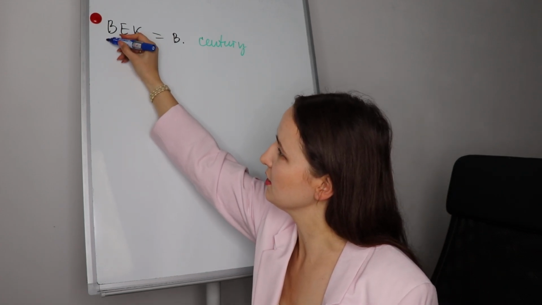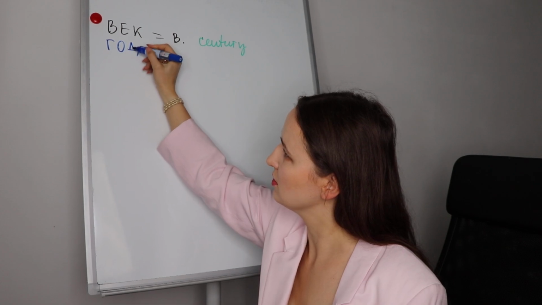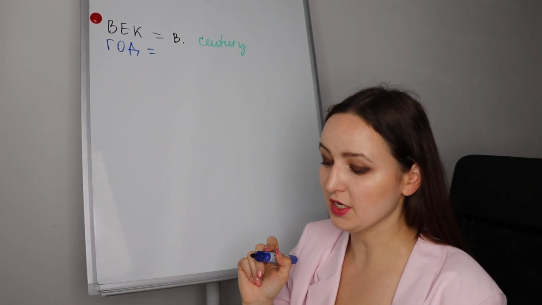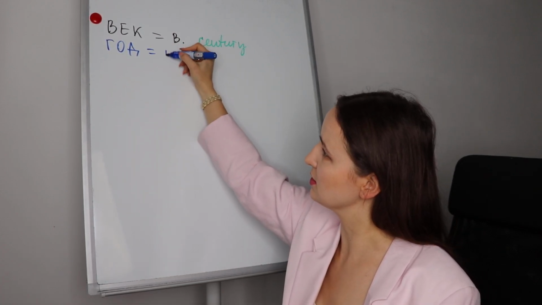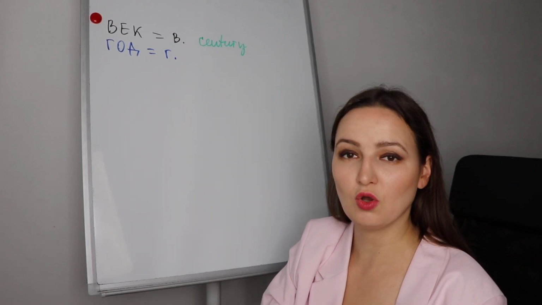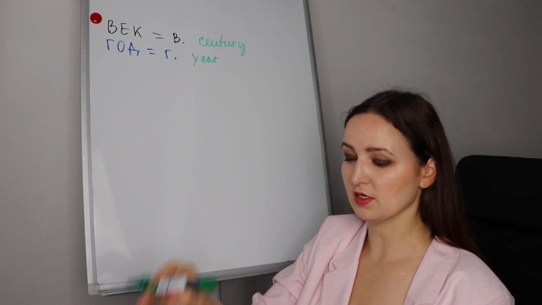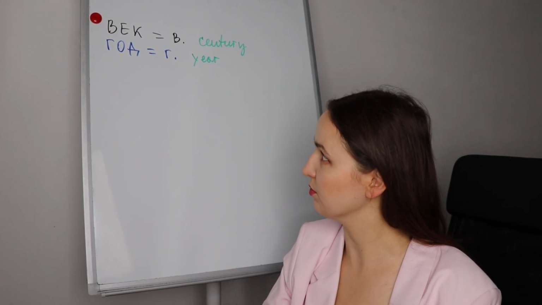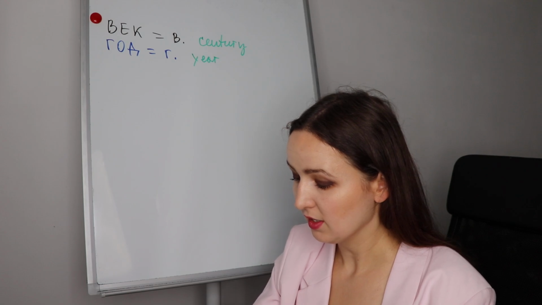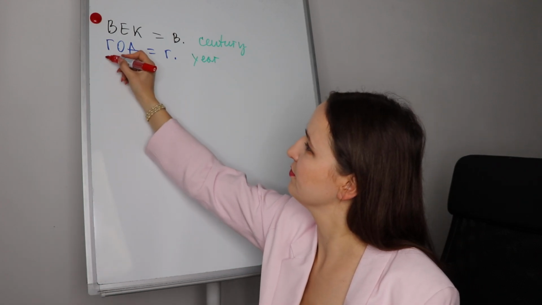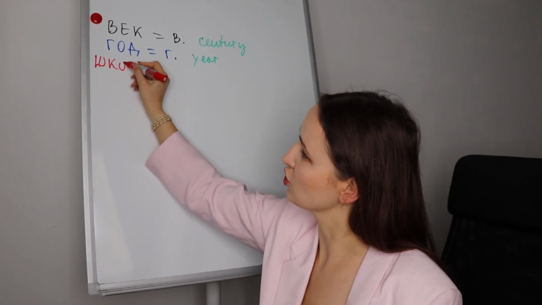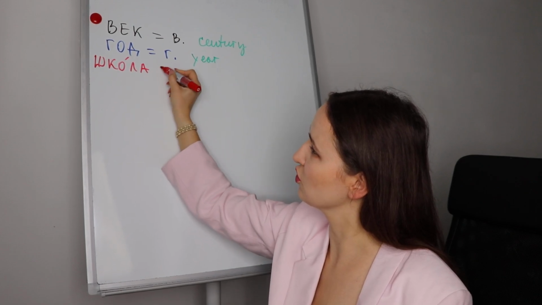Год. Year. What is the abbreviation for год? Year. It is G with a dot. Очень хорошо. Пойдем дальше. Let's continue. Так, школа. Школа is school.